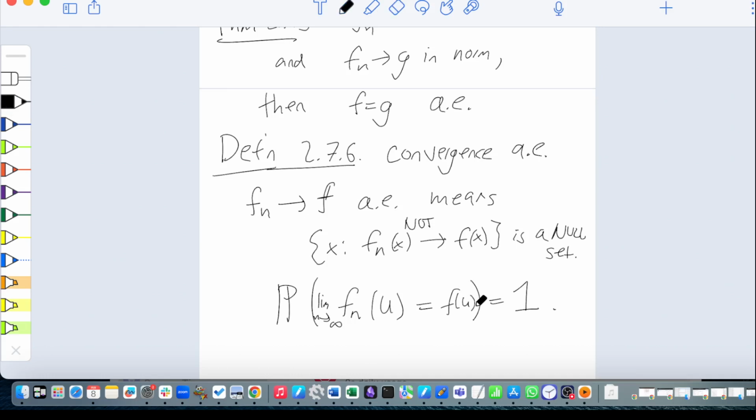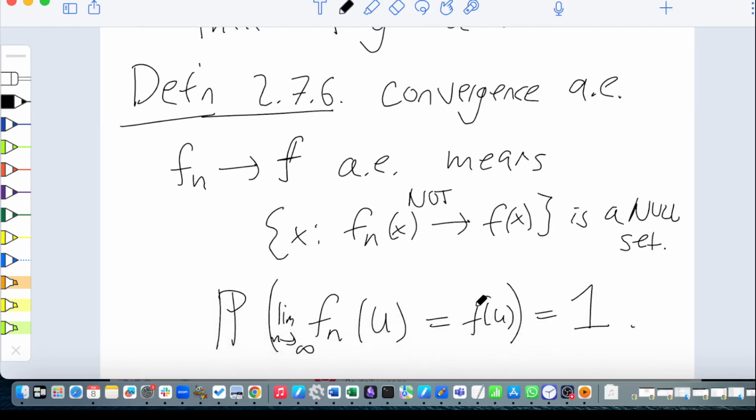Okay, I realized somehow we got zoomed out. Let's go back. So there's a 100% chance that Fn converges to F. It's just that maybe there are a couple of bad points where it doesn't.